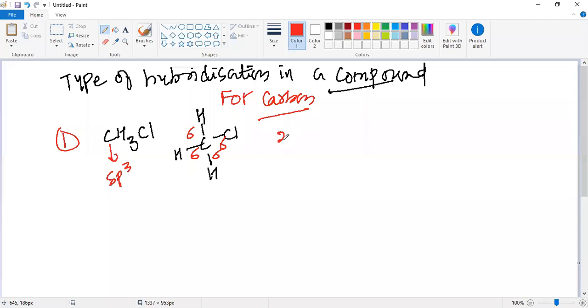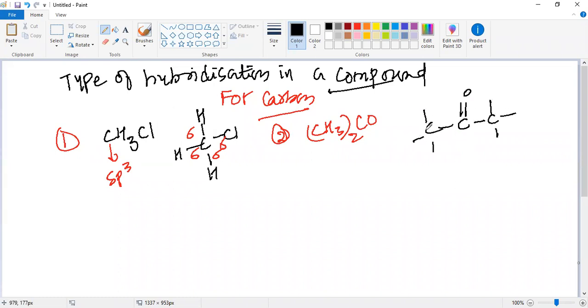Then, my dear students, we have the next example. Our next example is (CH3)2CO. We can represent it in this manner: C double bond O. Then we have CH3 and CH3 around it. This is how we represent it.